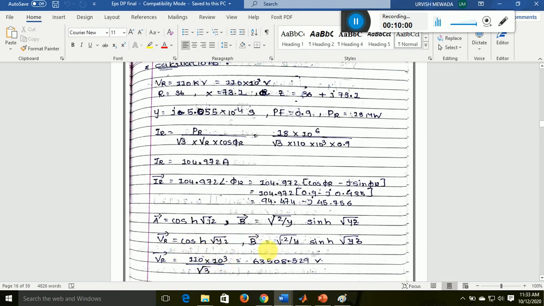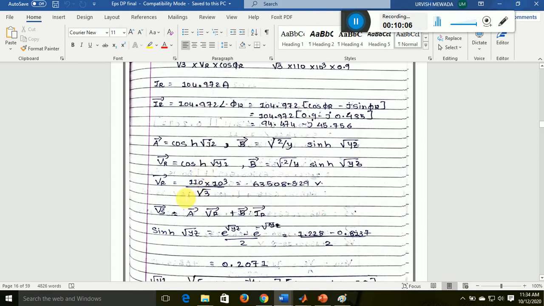So B is equal to under root of z by y sinh of under root of yz. So VR is equal to, we are having the value of VR, that is 110 × 10^3, divided by root 3. So this is the value of the VR, 63508.529 volt.